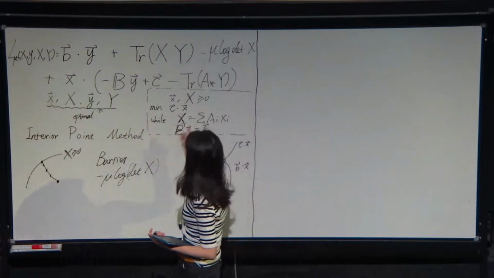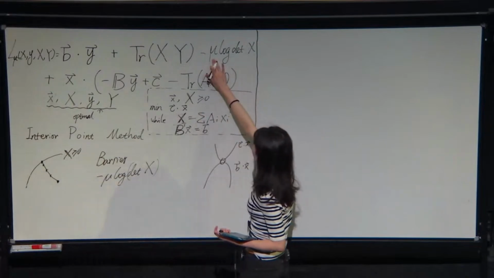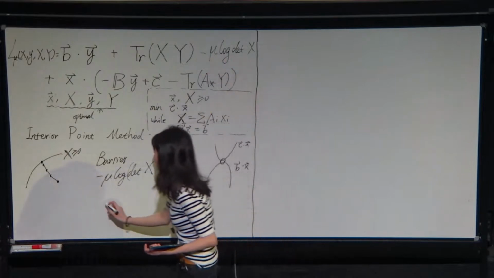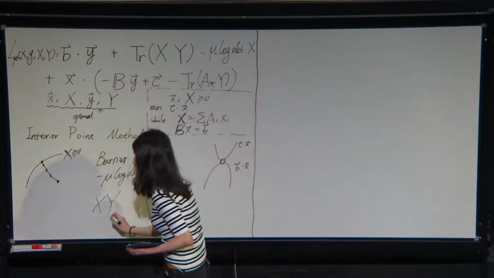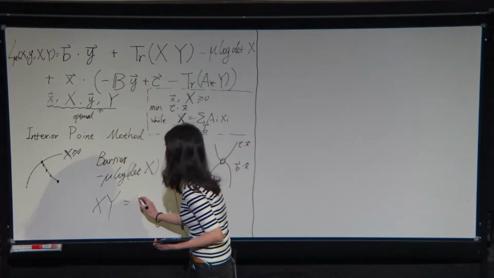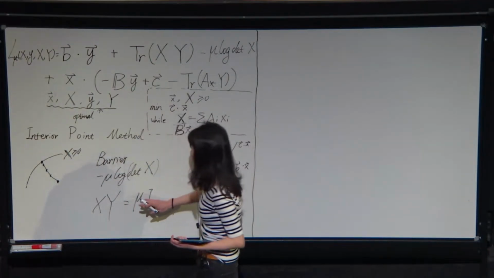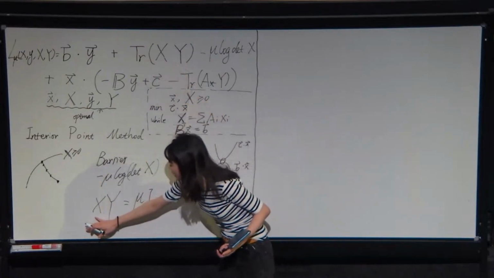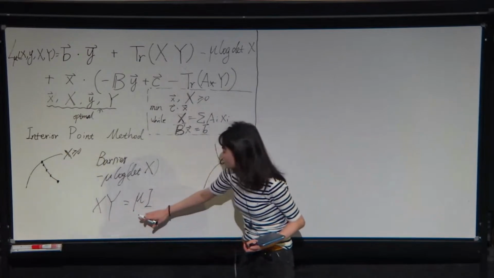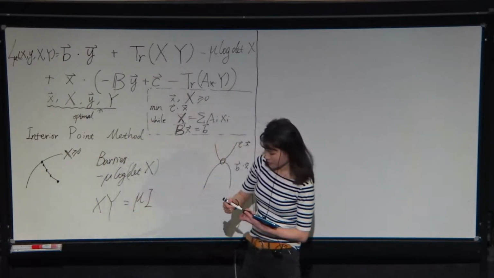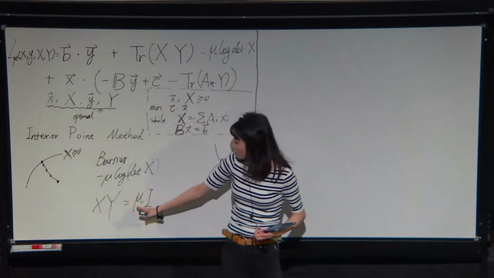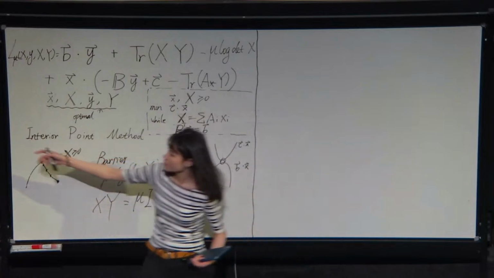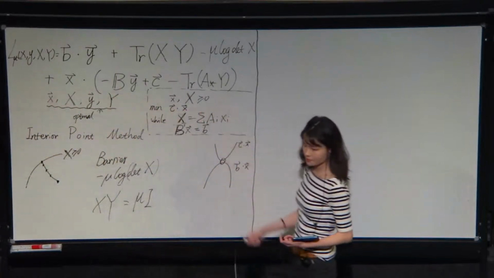Okay, all right. So finally, including this barrier term, there's one more stationary condition. When we take the derivative with respect to x, that gives us x times y is proportional to the identity matrix and proportional to mu. So when mu is positive, x and y have to stay positive, and that's how we encode those two conditions.